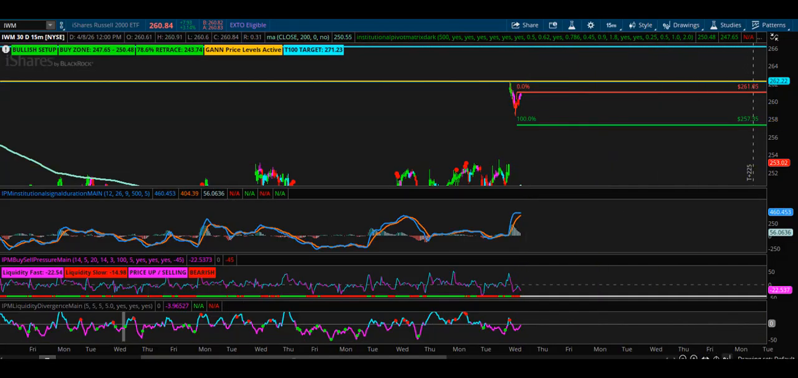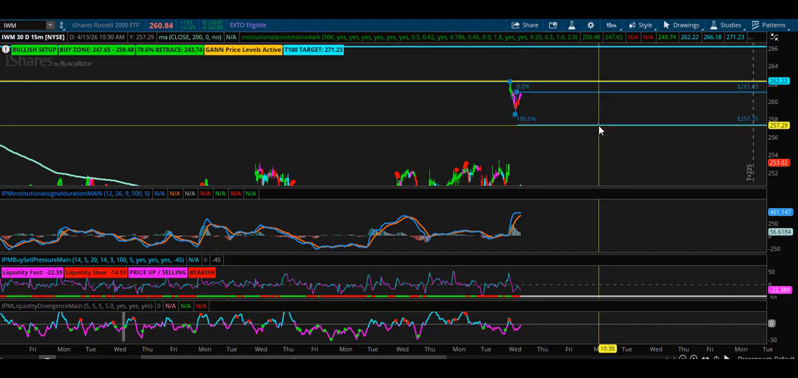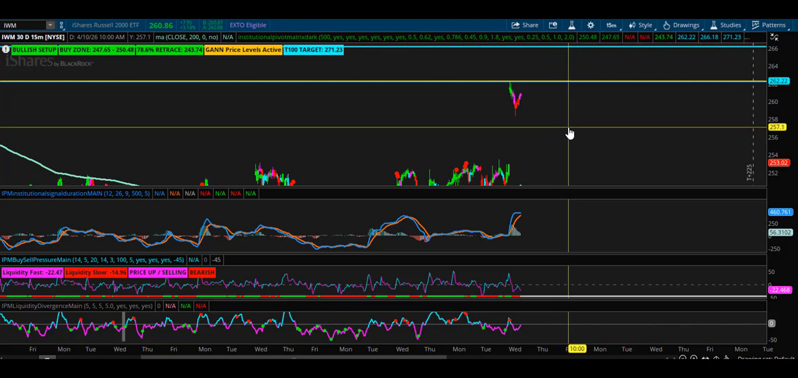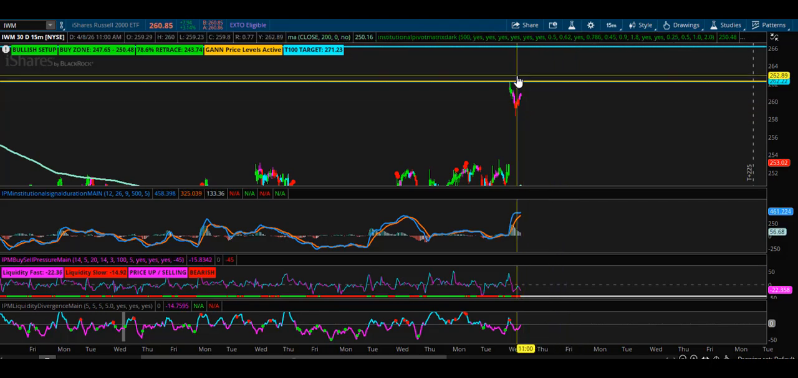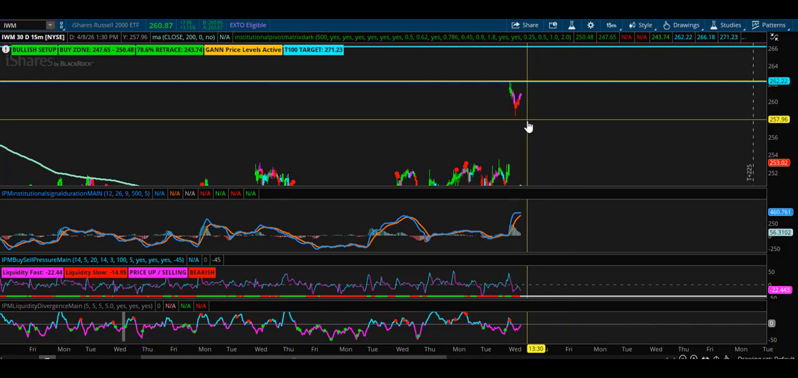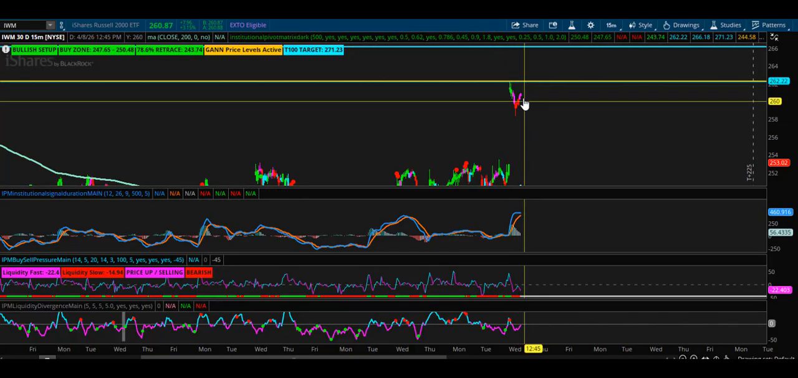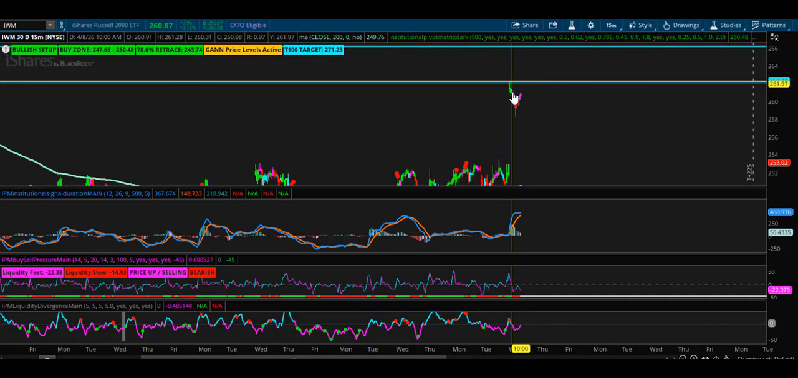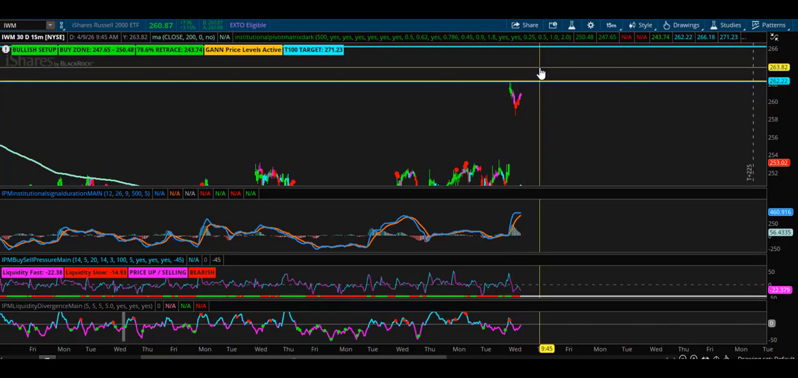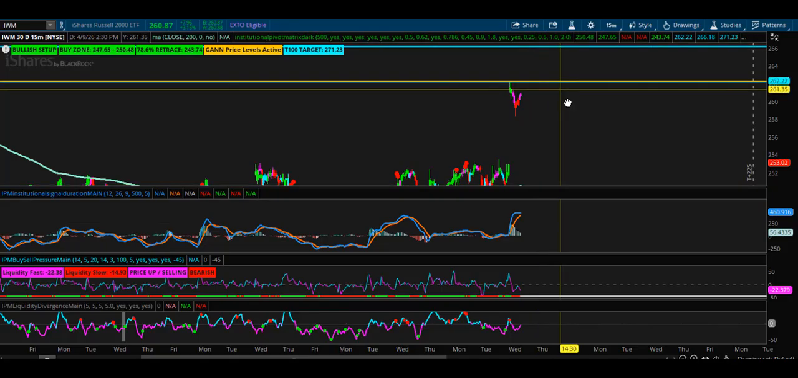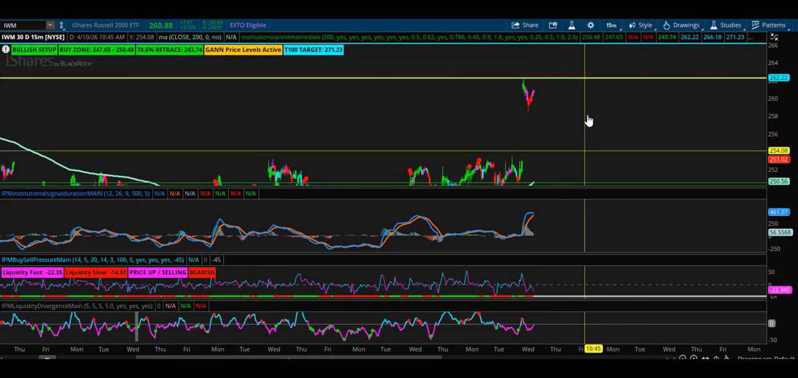So taking the 259 puts and the 260 calls, if we come down to this target 257.30, it's going to be able to cover the call position on the put side. We'll be owning that for free, and this is just a continuation. This is just, let's say, a consolidation before these highs will be taken out. So that's that on that part of it.